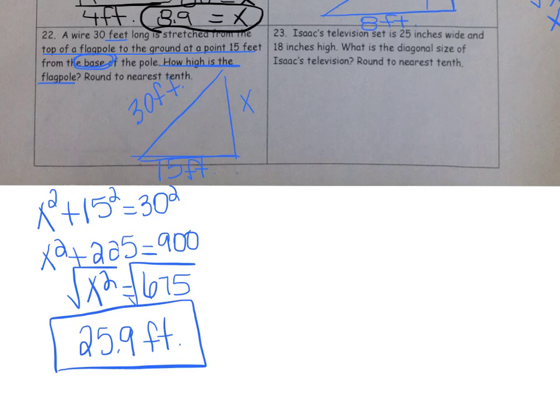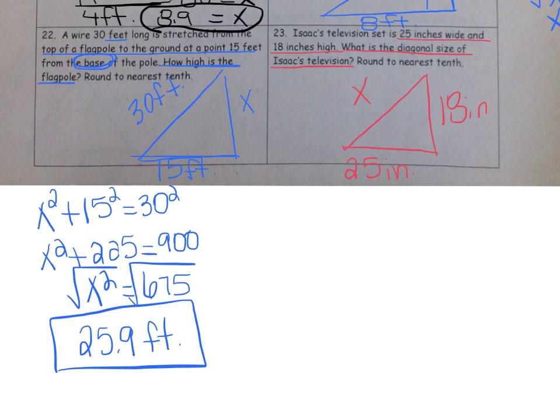Good job, guys. Number 23. Isaac's television set is 25 inches wide and 18 inches high. What is the diagonal size of Isaac's television? Now, remember, your diagonal is always what part? The hypotenuse. It's 25 inches wide, and this picture is not drawn to scale, and 18 inches high.